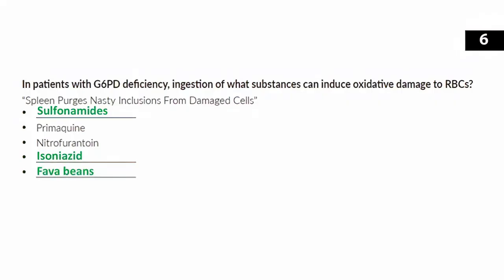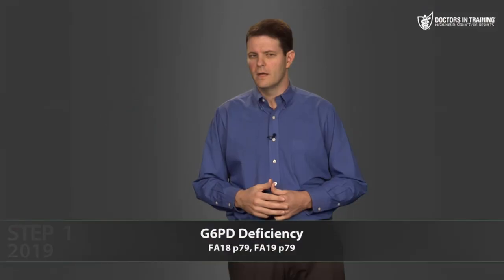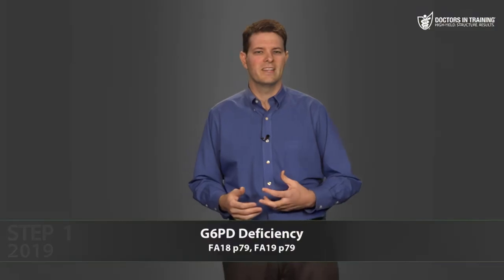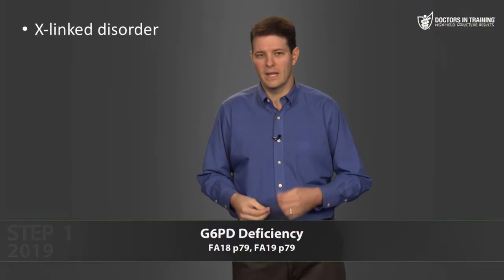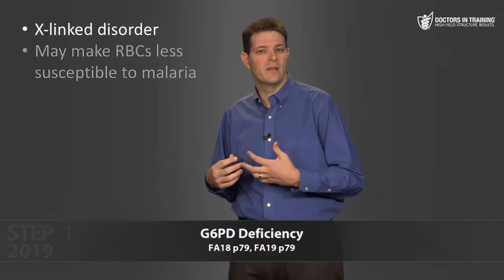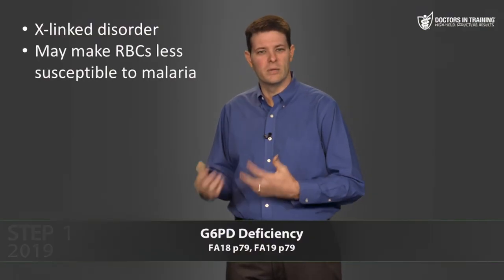F is for fava beans, which is the only one on this list that isn't a drug, but it's a classic one worth knowing. D is for the antibiotic dapsone, which is mainly used for leprosy and sometimes gets used for PCP prophylaxis. And then the C is for chloroquine, which is another anti-malarial drug. And sometimes you'll see high-dose aspirin and NSAIDs on this list, and they're potentially a problem, but they're usually pretty safe at normal doses. And then one other thing worth knowing about G6PD deficiency is that it's an X-linked disorder, and it's hypothesized that G6PD deficiency may make red cells less susceptible to malaria.